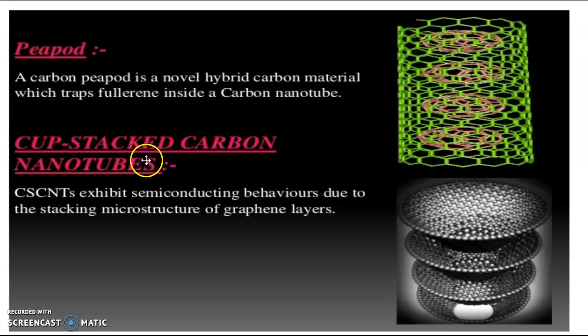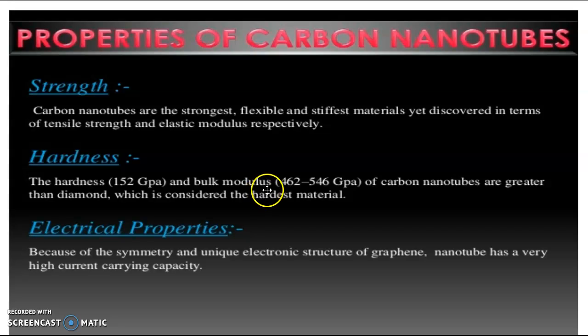Next one is the cup stacked carbon nanotubes. Here it exhibits the semiconducting behavior due to the stacking or the arrangement of microstructure graphene layers, which looks like cups placed one above the other. This is the cup stacked carbon nanotubes. Next, we will move to the properties of carbon nanotubes.